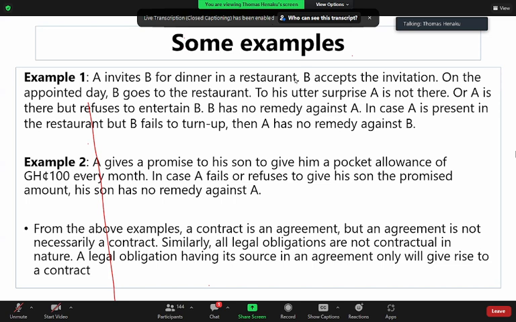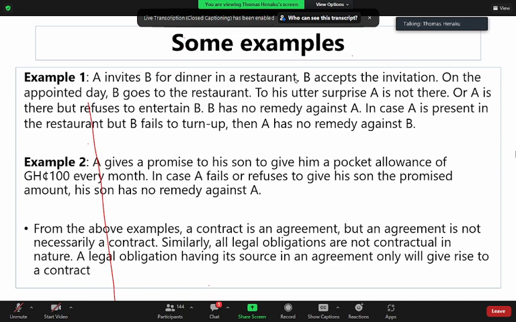A invites B for dinner in a restaurant. B accepts the invitation. On the appointed day, B goes to the restaurant. To his utter surprise, A is not there, or A is there but refuses to entertain B. Question: can B really have a remedy against A?